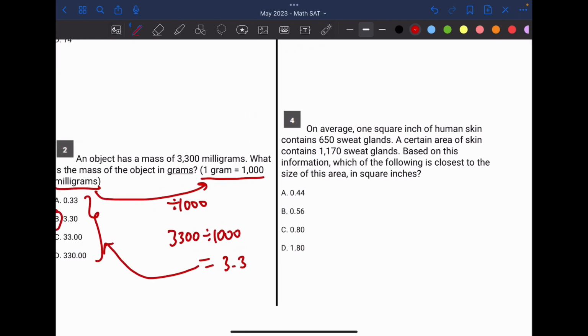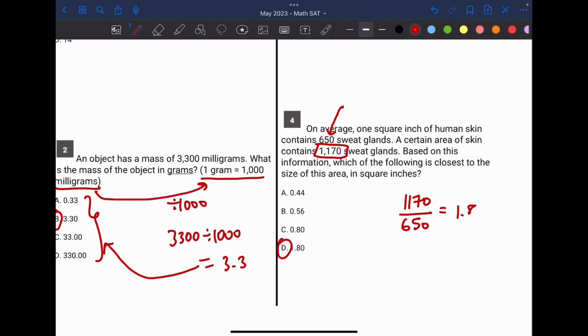Question number 4. On average, 1 square inch of human skin contains 650 sweat glands. A certain area of skin contains 1,170 sweat glands. Based on this information, which of the following is closest to the size of this area in square inches? So pretty simple. You would divide what you have over the average that you got. So it would be 1,170 over 650. And that would be, if you put it on a calculator, which I'm going to do right now, 1,170 divided by 650, that is 1.8. So it's going to be D.